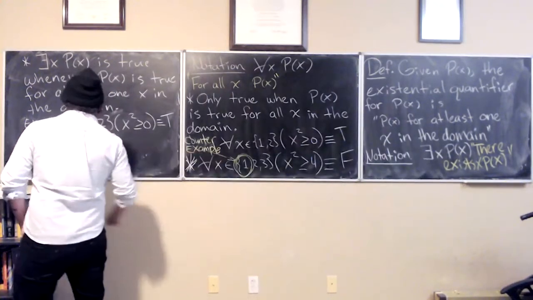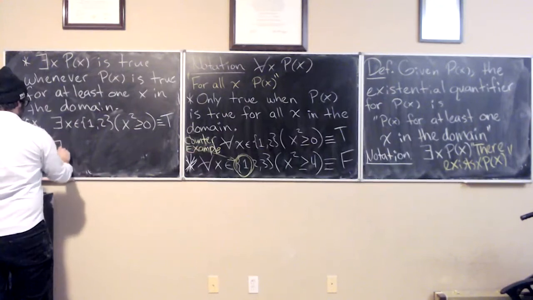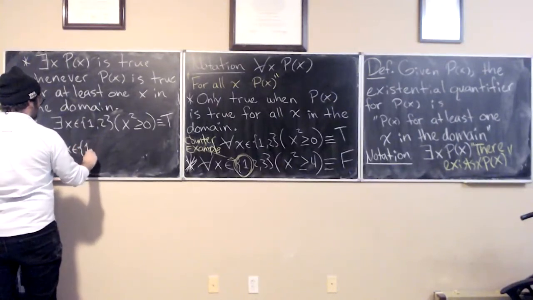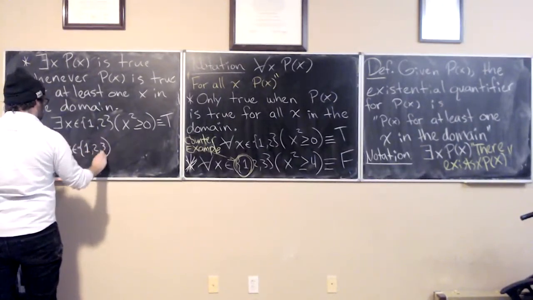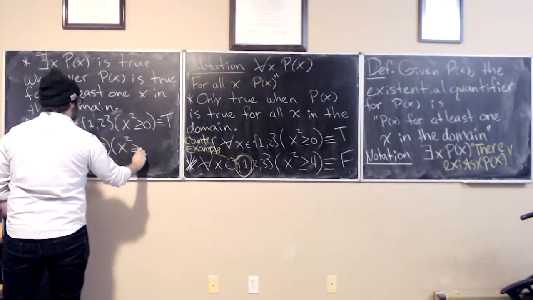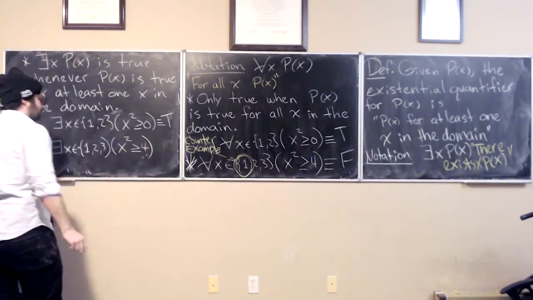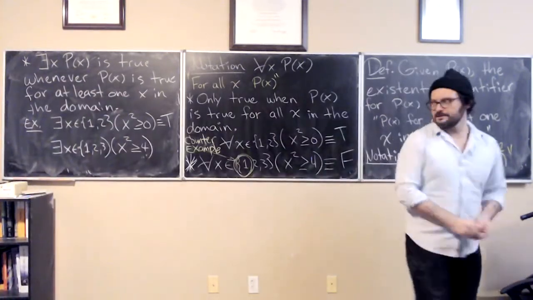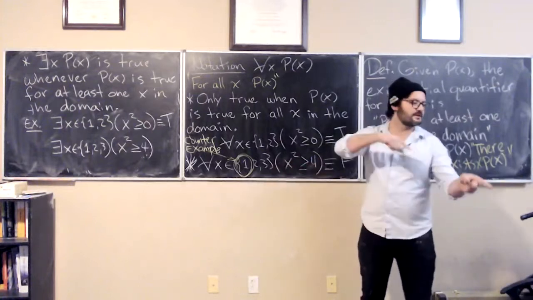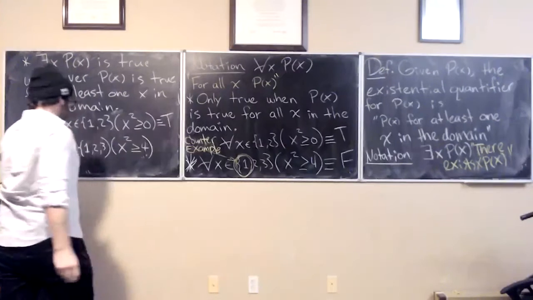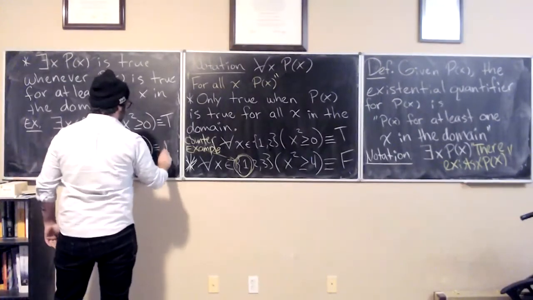What about the next one? There exists x in this domain of interest such that x squared is greater than or equal to 4. So what about that example there? Is that true or false? The universal quantifier was false, but this is true. It's true for at least one of them in there, so that means that the whole statement is true.